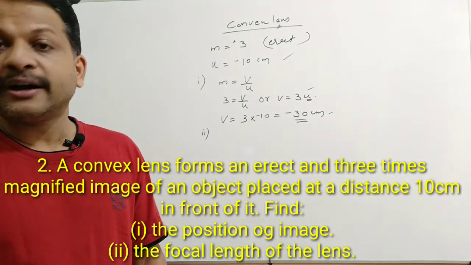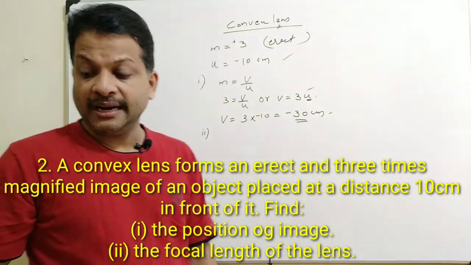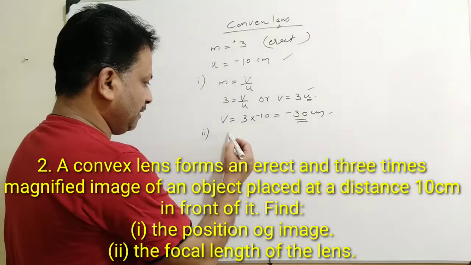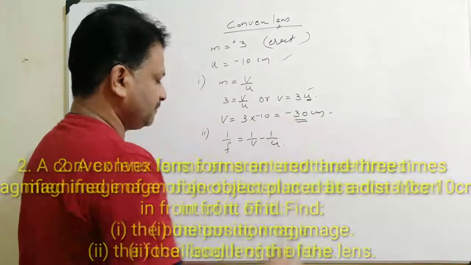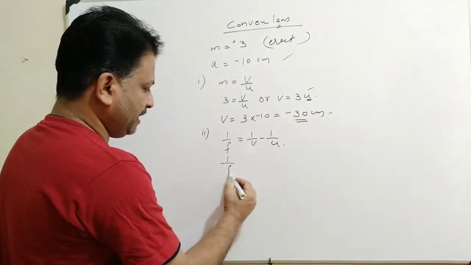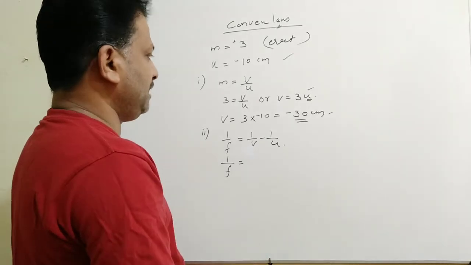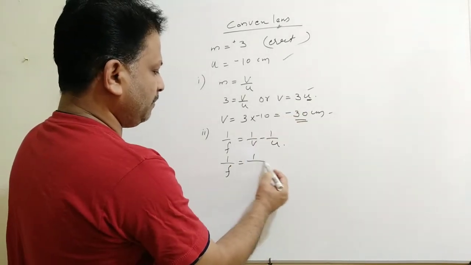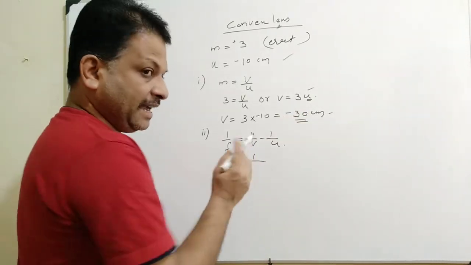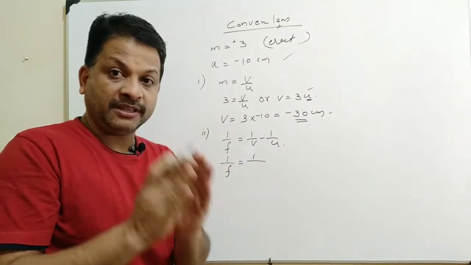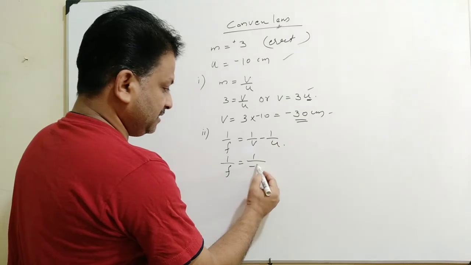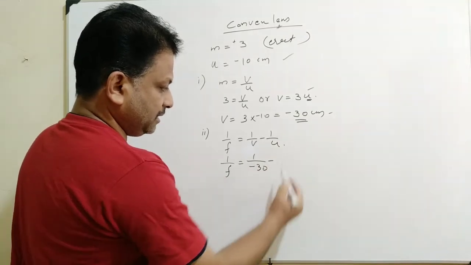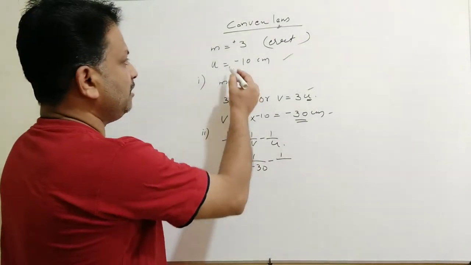Now second part, focal length of the lens. We have to calculate the focal length of the lens. So we know the formula, 1 by f is equal to 1 by v minus 1 by u. Place the values over there with the proper sign, according to sign convention. 1 by f is equal to 1 by v. What is the value of v? Minus 30. Minus 1 by u. What is the value of u?